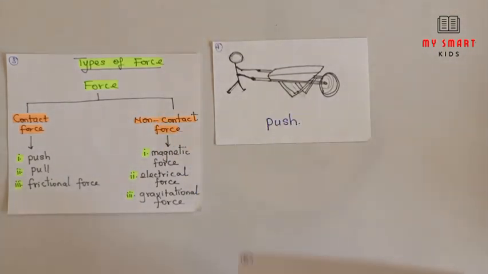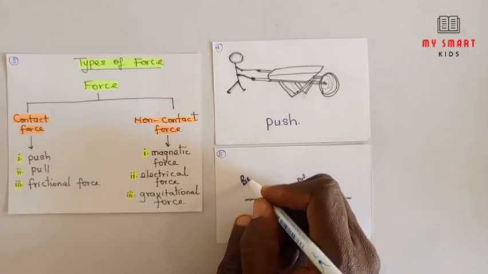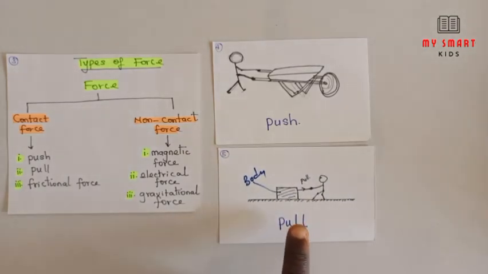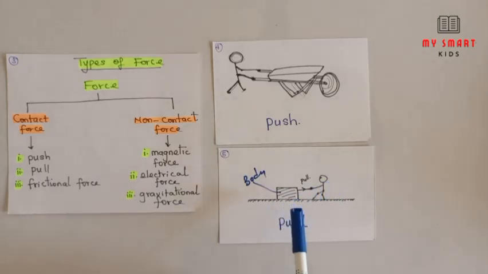We can have a pull. And for a pull, you can see, if this is the body here, and a rope is attached to the body, and the boy is pulling it towards himself, and that is a pull. Before you can pull an object towards yourself, you must touch the object, and that is a contact force.